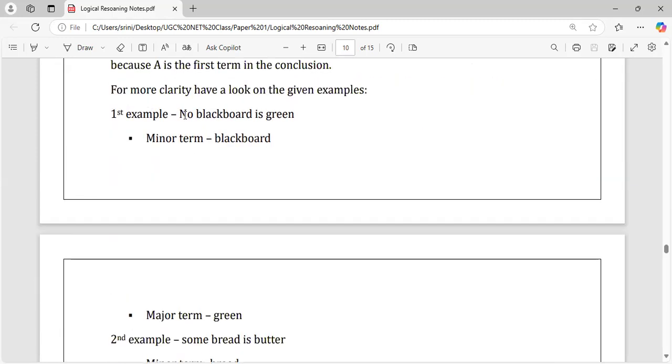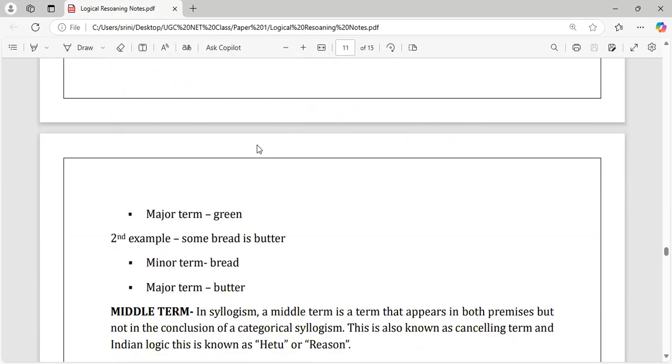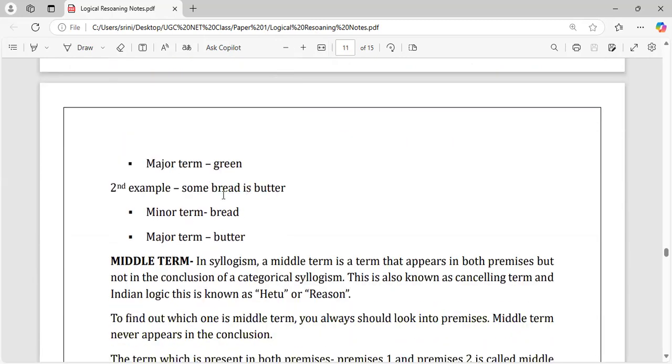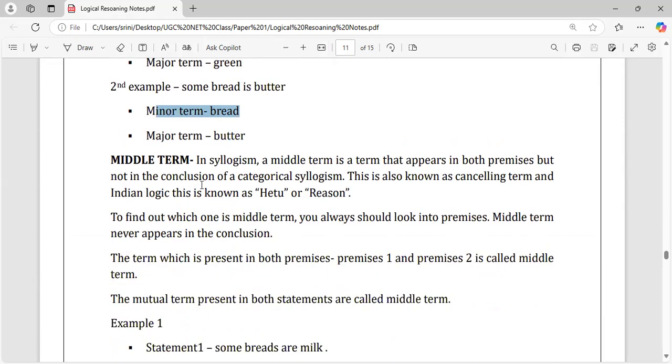Examples here. No blackboard is green. The minor term is blackboard, the first term that appears in the conclusion. The major term is green, the last word, the predicate. Here, some bread is butter. Butter is the major term, and bread is the minor term.